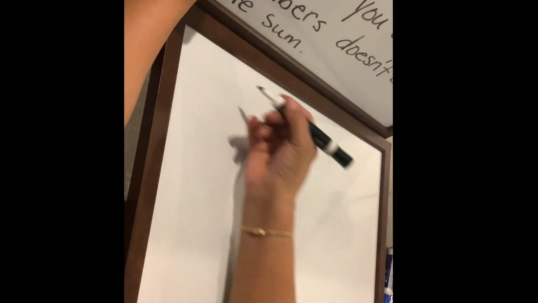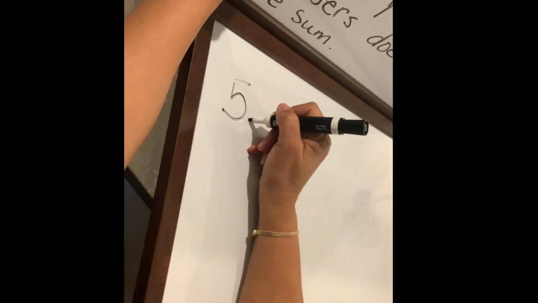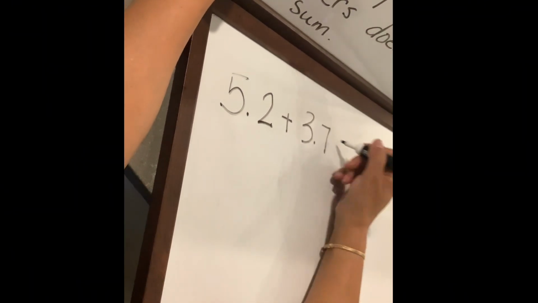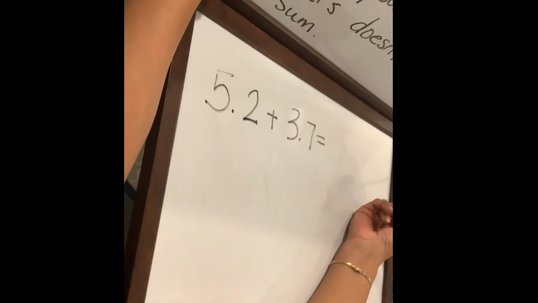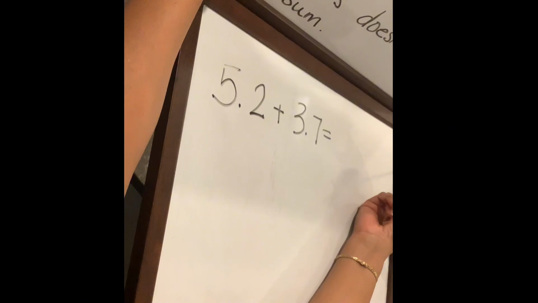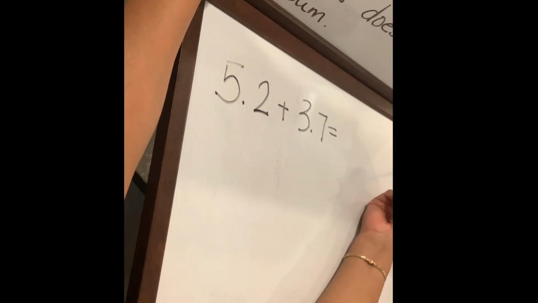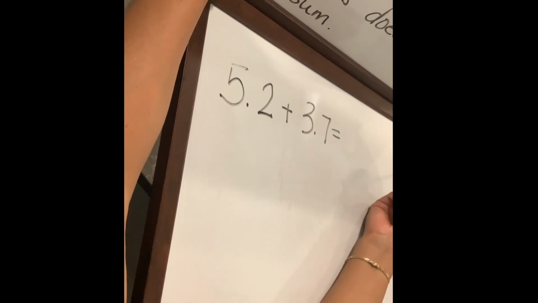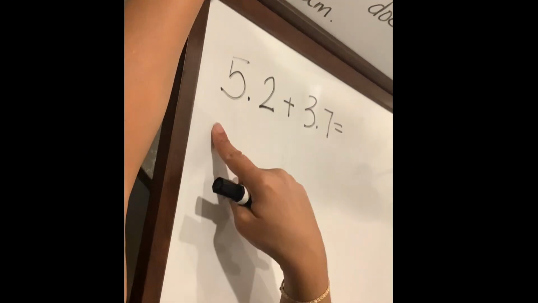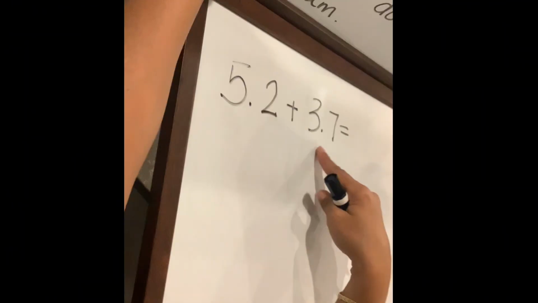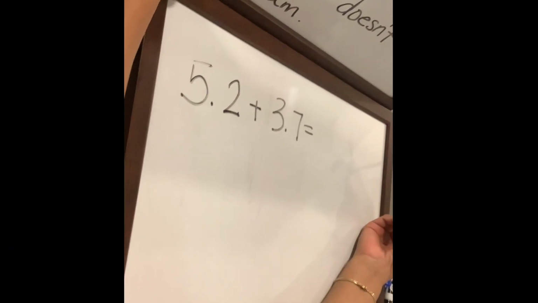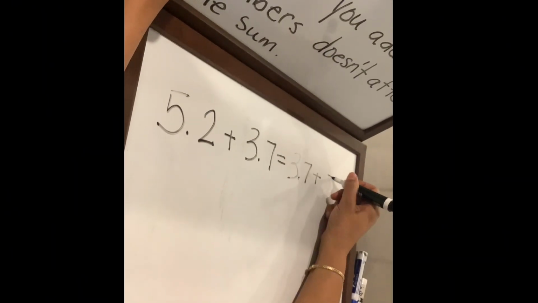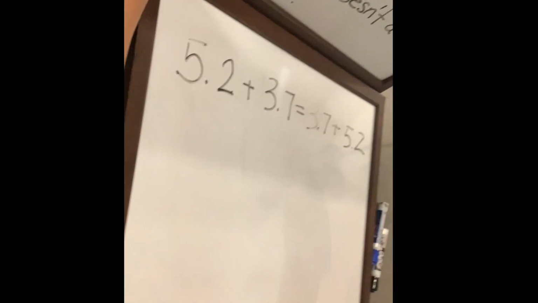Ready? What about 5 2/10 plus 3 7/10? What is that equal to? 5 2/10 plus 3 7/10 is equal to what? 3 7/10 and 5 2/10. Yes, plus 5 2/10.